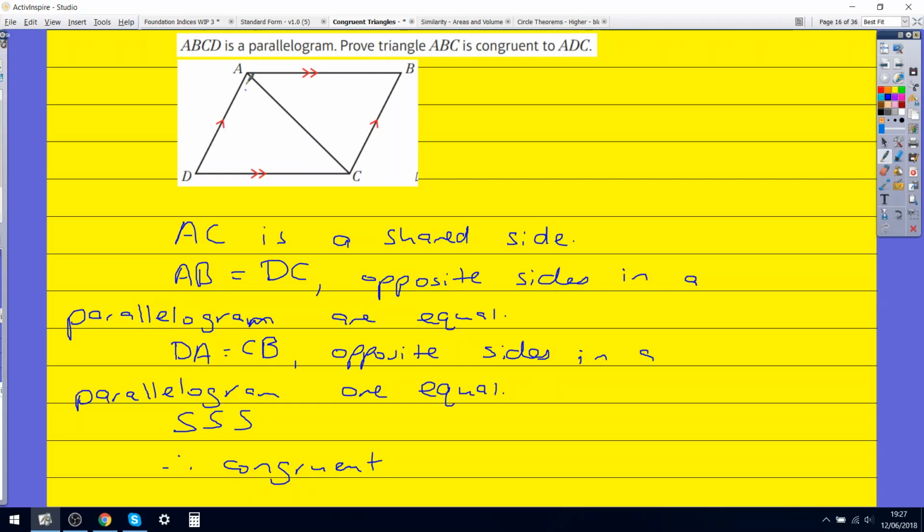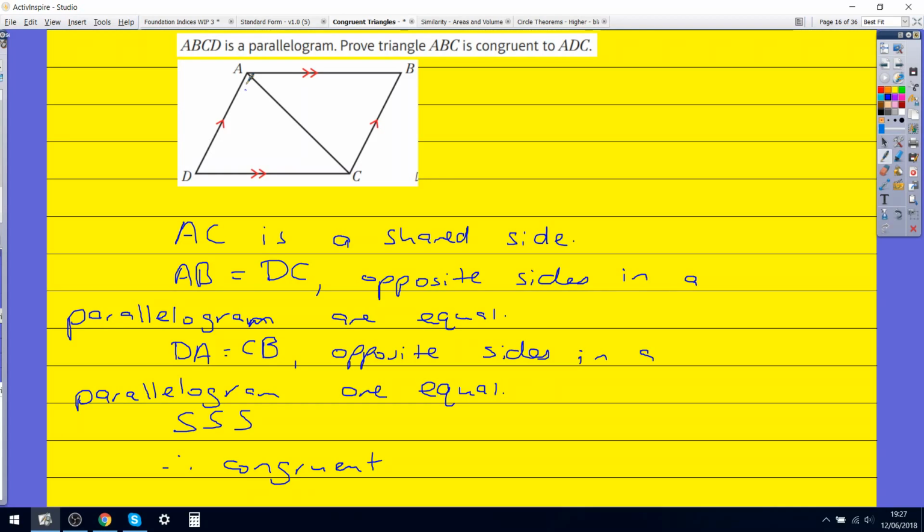Okay. Any questions about that one? That's fine, got that. What did they say? Length AB equals length CD, opposite sides in a parallelogram are equal. Length AC is common to both triangles. So triangle ABC is congruent to triangle ADC, SSS. And yeah, you always have to say that reason why.